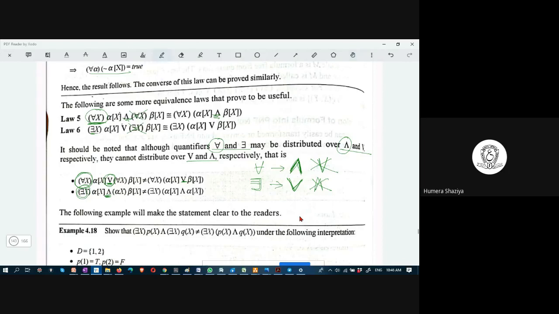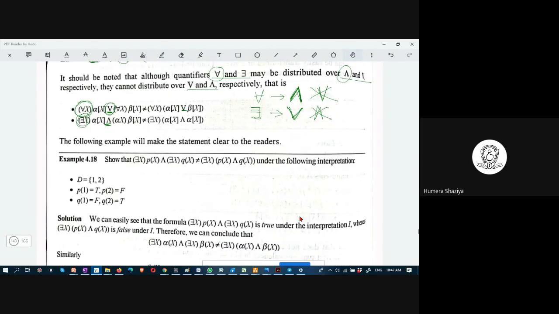Observe here, there exists x is followed by a formula that contains OR. For all x is followed by a formula that contains AND. Is it clear, students? All right.